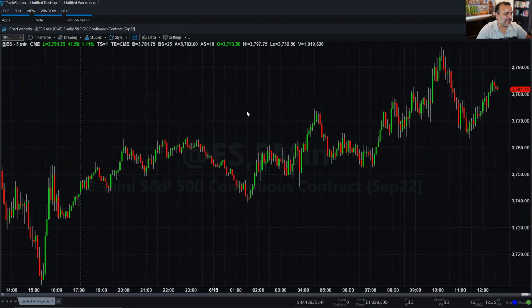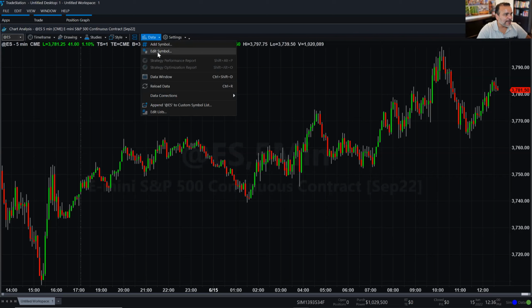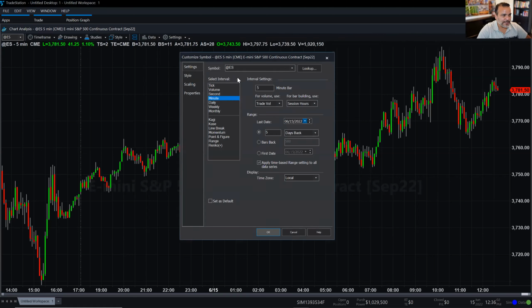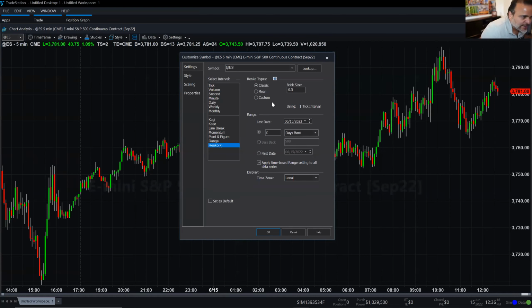Let's go ahead and set up a chart here with one example. So this is not the class to teach you every single price-based chart that there is, more on how to use strategies on price-based charting. Let me go here to data, go to edit symbol. As I said earlier, this is ES. What I'm going to do is choose one as an example, and that's going to be Renko. In Renko, you have classic, mean, and custom. I'm going to use the classic one because I think it's the simplest one to understand.